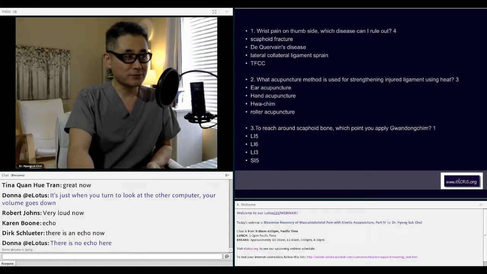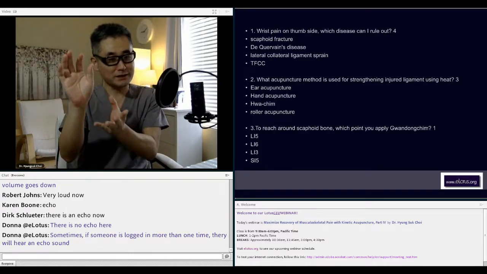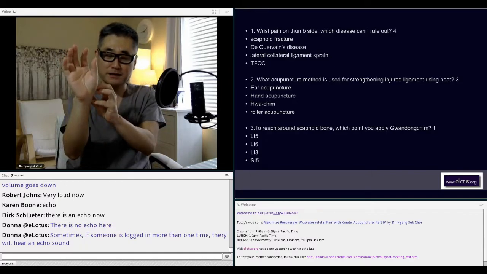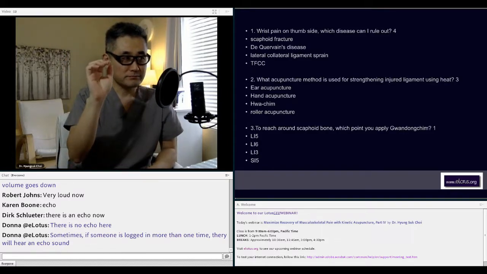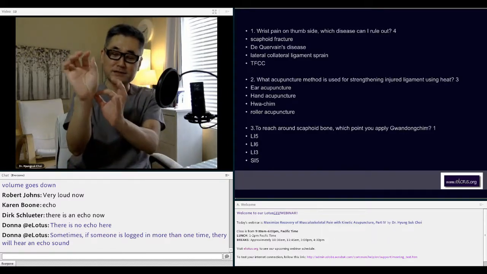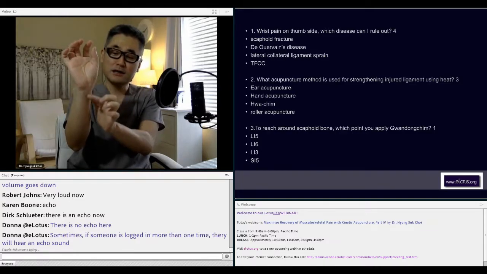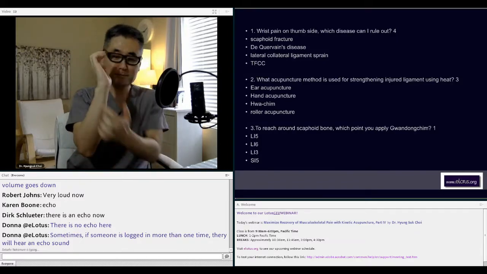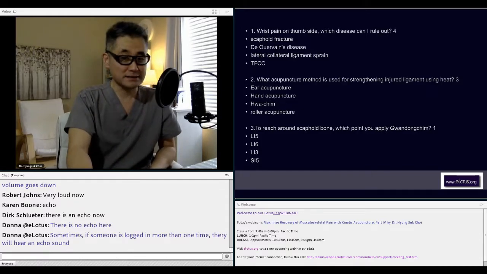Correct answer is 4, because scaphoid fracture can happen around here. The pain can be presented here. The Quervain's disease, the pain can be presented around here. A lateral collateral ligament sprain, that means this ligament is torn, so the pain area is around here. But TFCC, pain will be in the pinky side. So the right answer is TFCC.